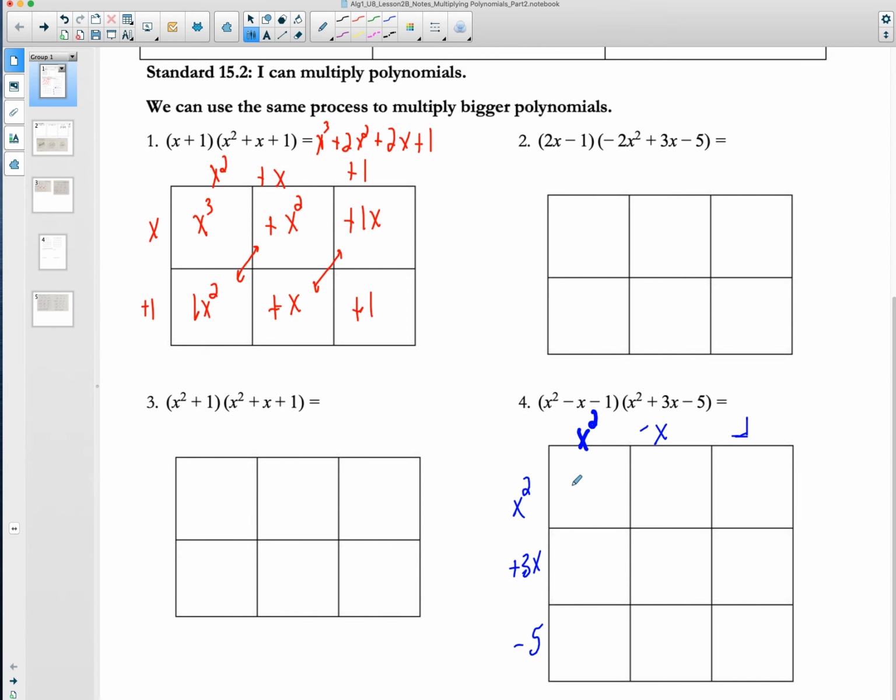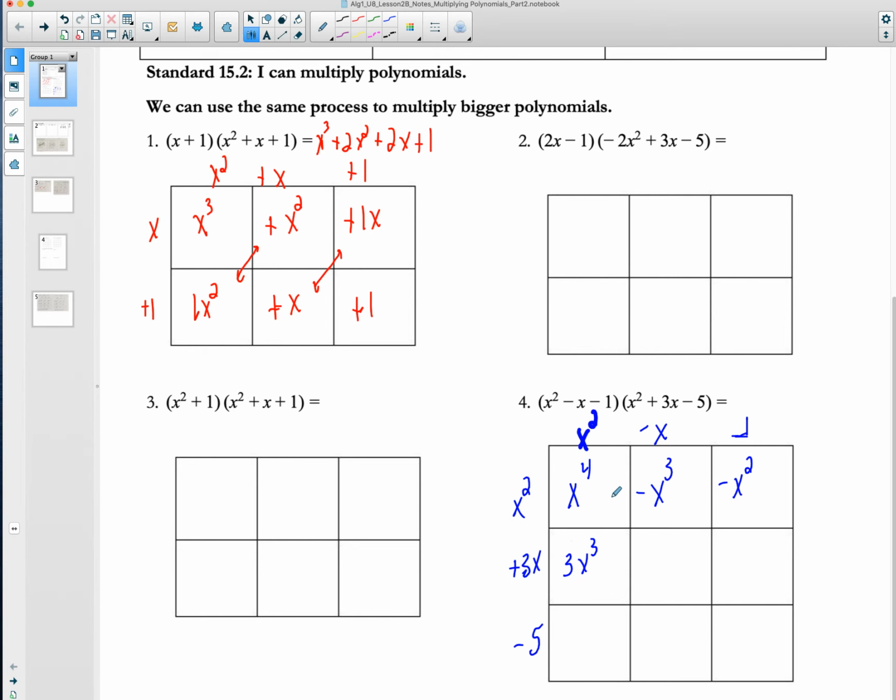So x squared times x squared is x to the 4th. X squared times negative x is negative x cubed. X squared times negative 1 is negative x squared. Okay, 3x times x squared is 3x cubed.